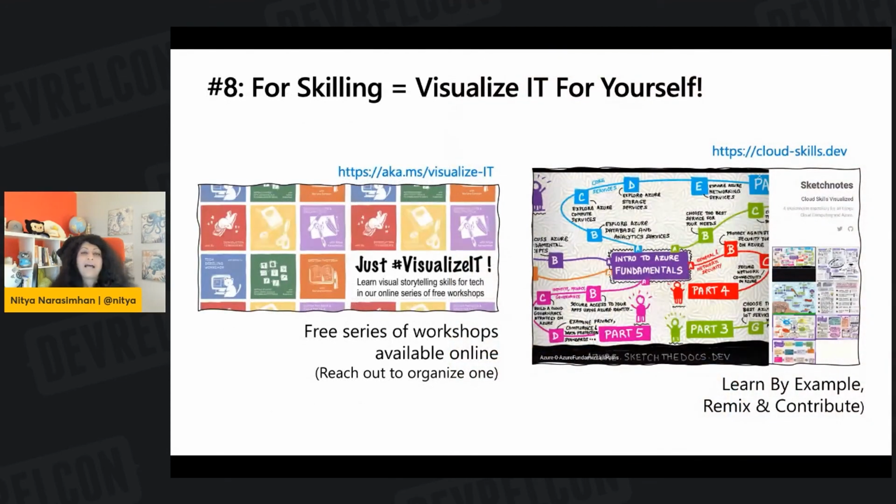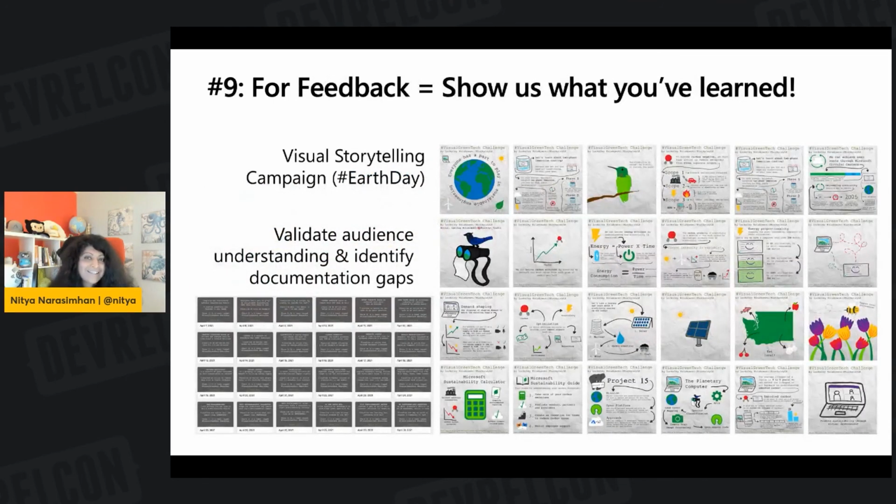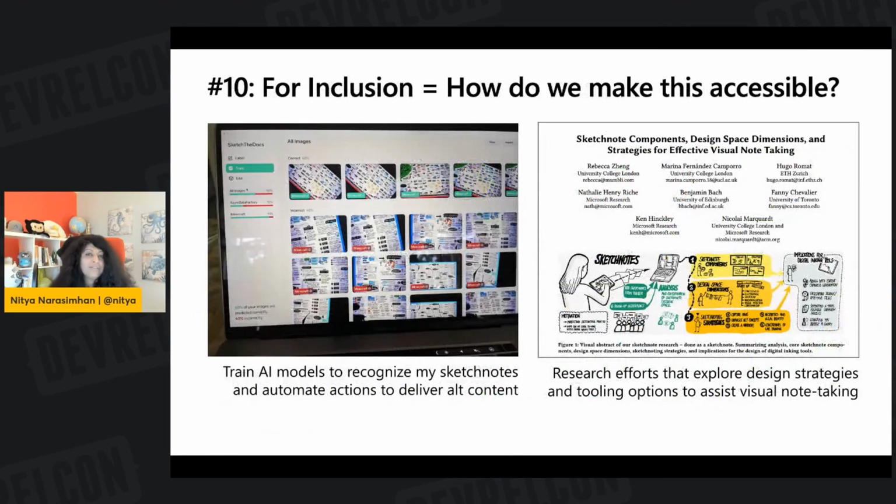So with this, the last three things that I want to leave you with are the experiments we've done to teach people. There are workshops that we can do, visualize it for yourself. Second, you can run content campaigns, literally throw out a month's worth of prompts. So here we've got 24 prompts, and get people to tell you what they understood. Or you can look at experiments like AI to actually study and build models for sketch notes and have those recognize the sketch notes and give people alternative content.